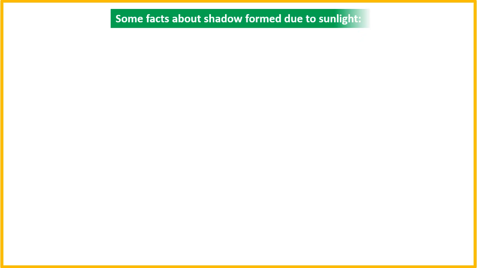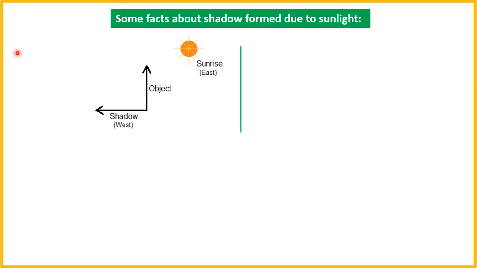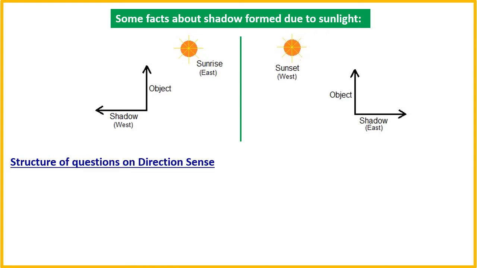Let us understand some facts about the shadow formed due to sunlight. In the morning during sunrise towards east, the shadow of the person will always fall on the west side if he is facing in north direction. And during sunset towards west direction, the shadow of the person will fall on the east side if he is facing in north direction.